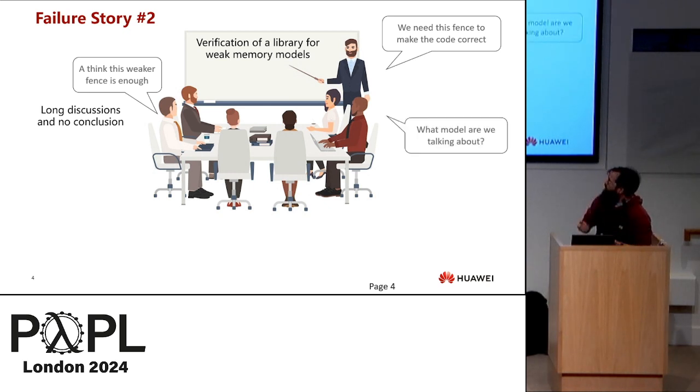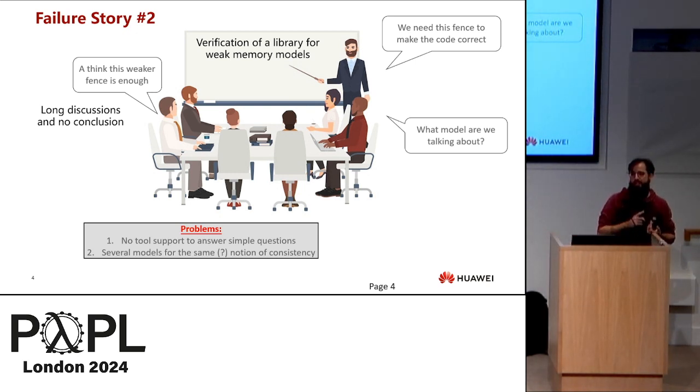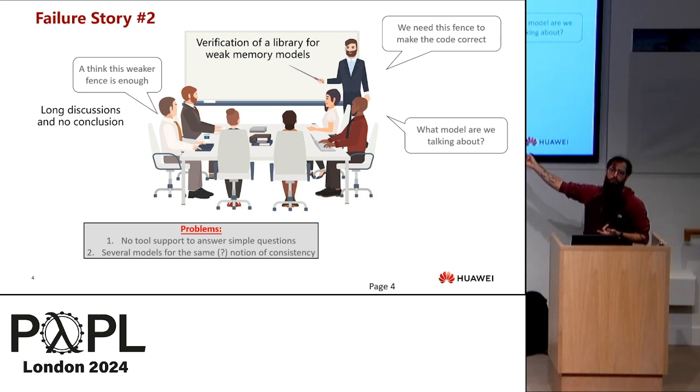And it was even worse. Someone asked, but really, what model are you referring to? Because there are different versions of the model, what kind of semantics are you really using? And not even that was clear. I think that here there were two problems. First of all, for some models, we still lack tool support even for answering very simple questions. If we have tool support, answering whether the code is correct with or without this barrier should be trivial or very easy. And the second one is that sometimes we have way too many models, and we don't have a clue how those models relate. Is one weaker than the other? Are they equivalent? Sometimes we don't have a clue.